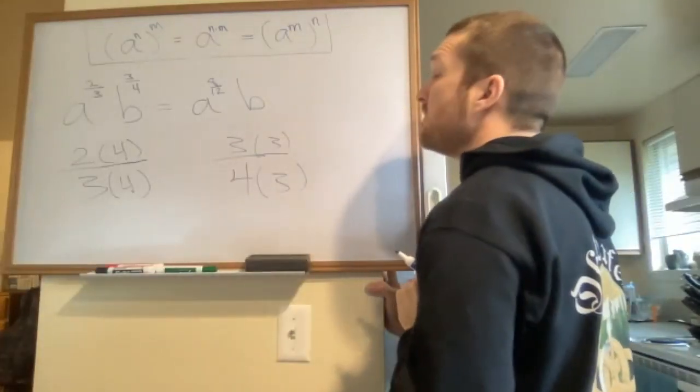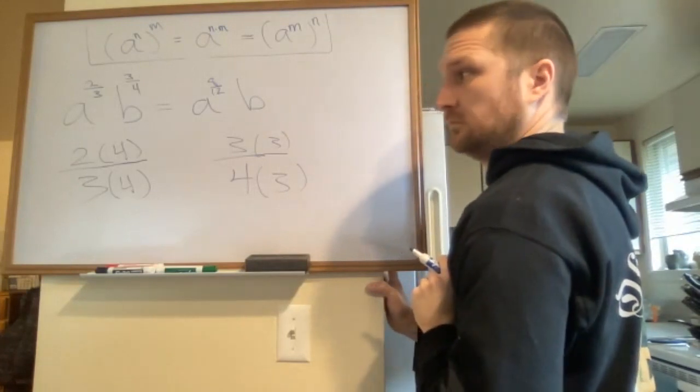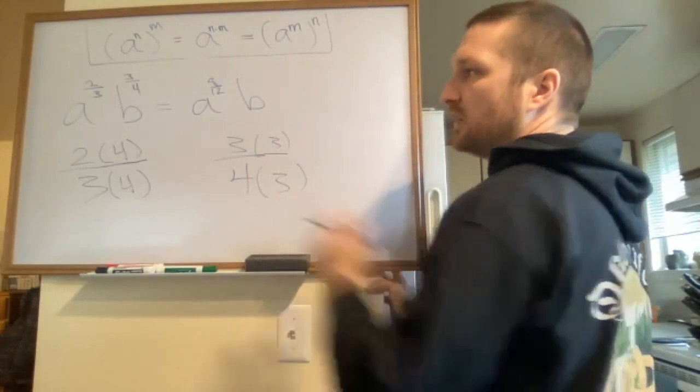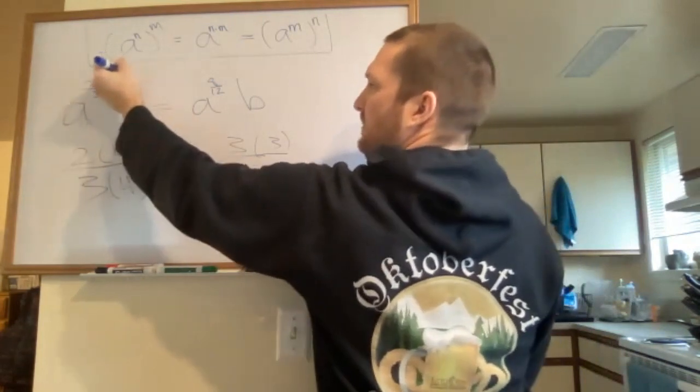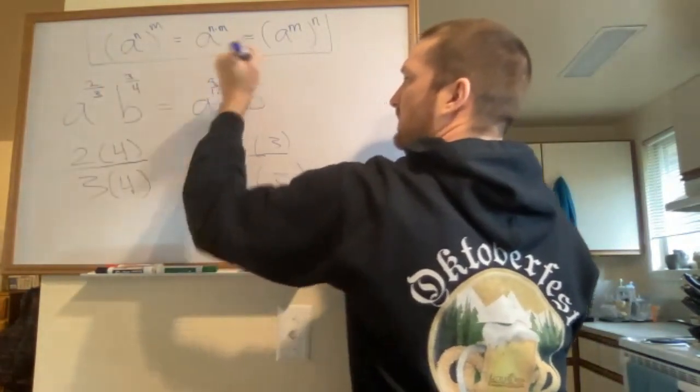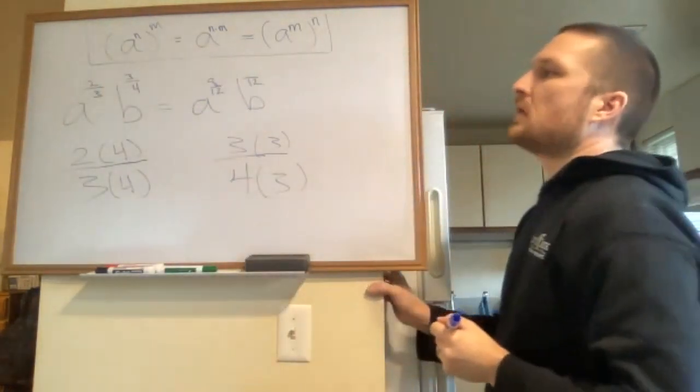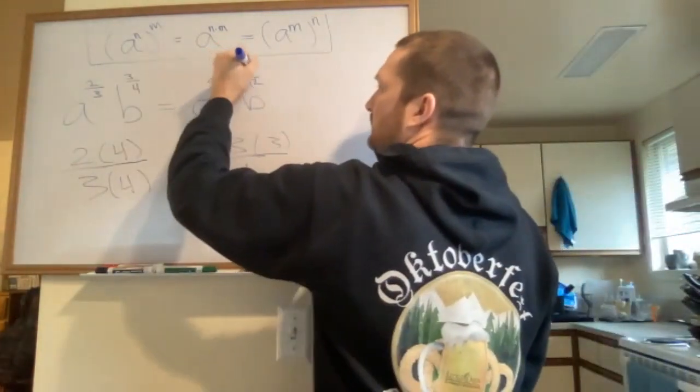Wait. I'm sorry, would you say that again? Yeah, we're trying to rewrite 3/4 in terms of 12ths. 9/12. There we go.